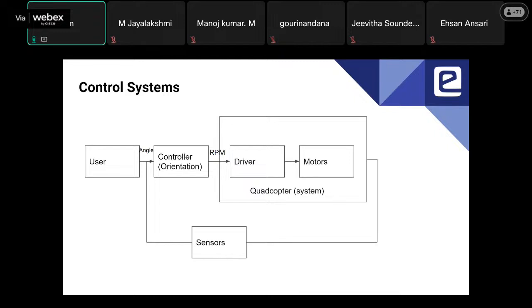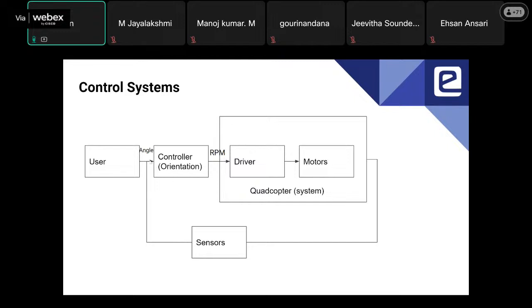So the flight controller hardware consists of all these: accelerometer, gyroscope, magnetometer, barometer, etc. Through the IMU, or through the accelerometer and gyroscope, it will get the position and orientation of the quadcopter system. And through this feedback system, the controller is able to accurately calculate the desired velocity to achieve the desired motion.